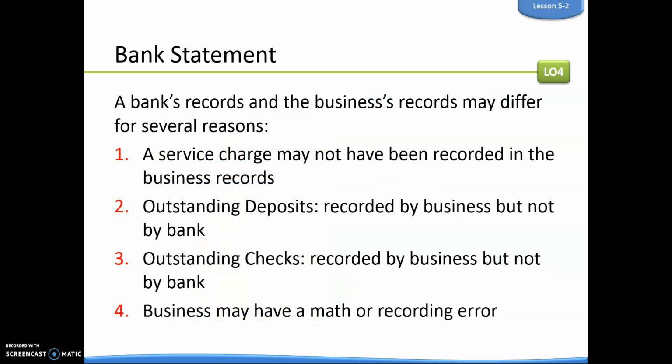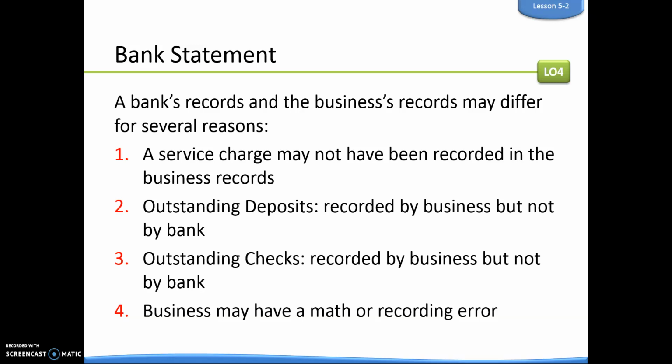So a bank's records and a business's records could be different for several reasons. And this is part of the reason why we want to make sure that we do what's called a bank reconciliation to make sure that they are equal. So some reasons why they might be off is that a bank's record would have record of something called a service charge. Some banks charge you for having a checking account. Some banks offer free checking, but charge you for things like ATM withdrawals. So service charges would be recorded with the bank, but not with the business.